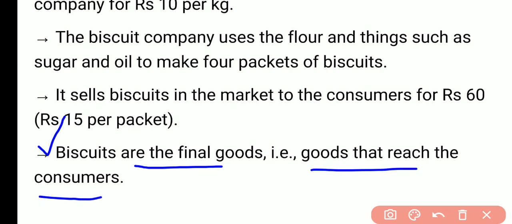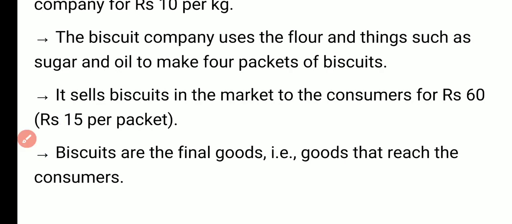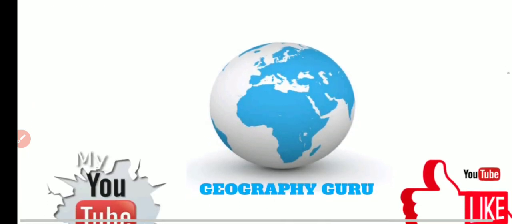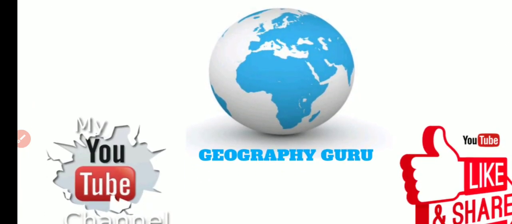So that's all in this session. We discussed how all these three sectors depend on each other, and then in the end we tried to understand what is GDP and how we can calculate GDP.